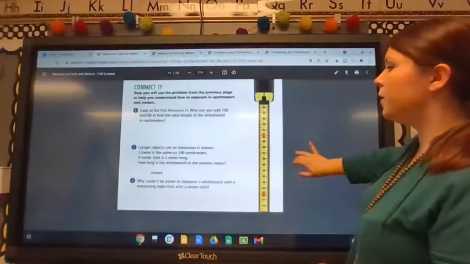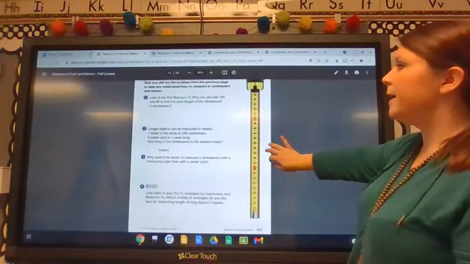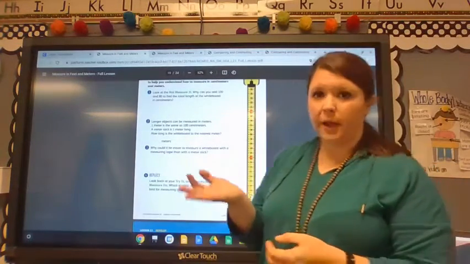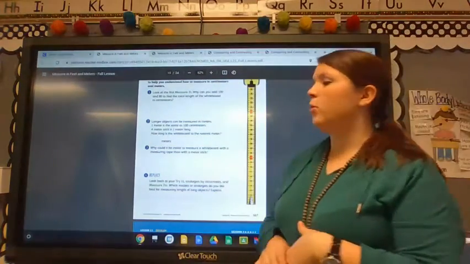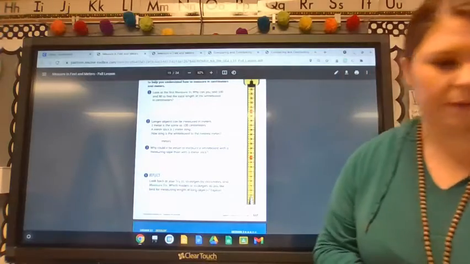All right, so now we're going to go ahead and kind of talk through some questions that will help us. So in the first measure it says, why can you add 100 and 80 together to find the length of the whiteboard in centimeters? So why can we do that? I want you to go ahead and pause the video and think about that.